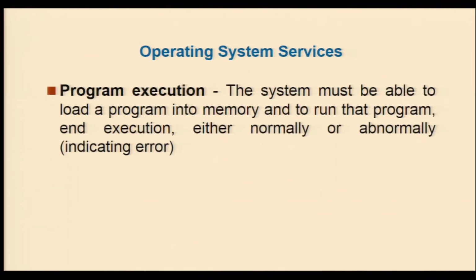Program execution: when the program is executing, the system must be able to load a program into the memory and to run that program, and execution ends either normally or abnormally. Abnormally is an error condition. What happens if a user program ended up in an error? Different operating systems deal with it differently. In Unix, it is simply dumped into the shell of the user, which we will talk about later, in a later topic.